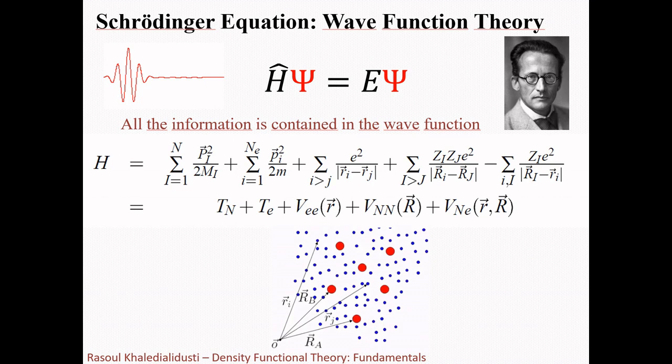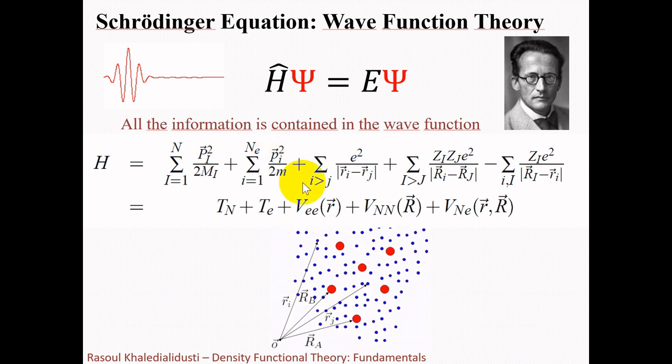So if we actually expand the Hamiltonian operator, there's a kinetic energy term of ions and electrons. The first term is the kinetic energy of the ions, and the second term is the kinetic energy of the electrons.